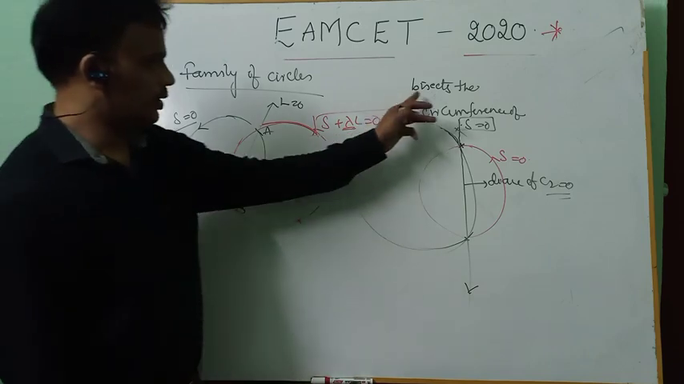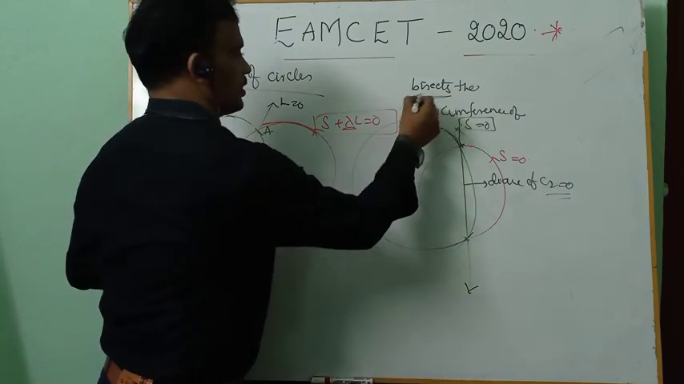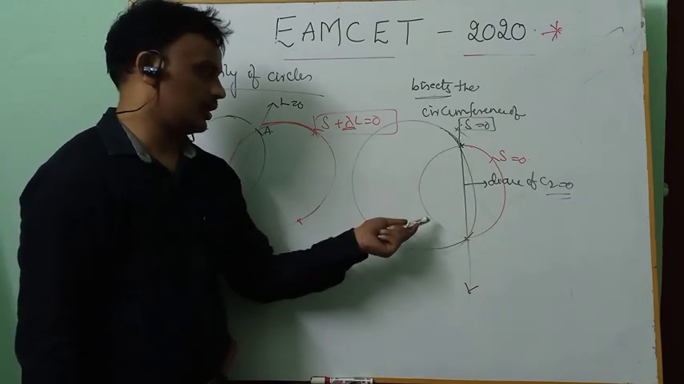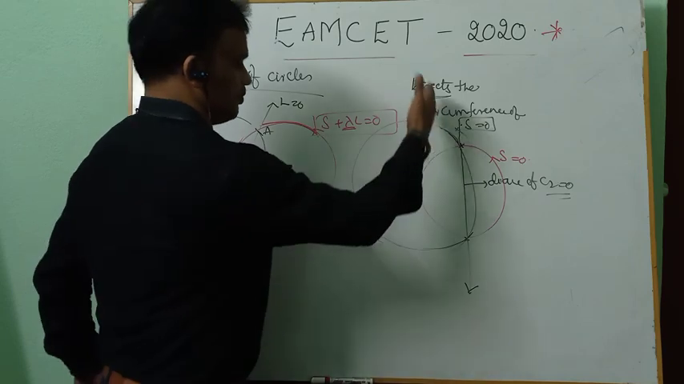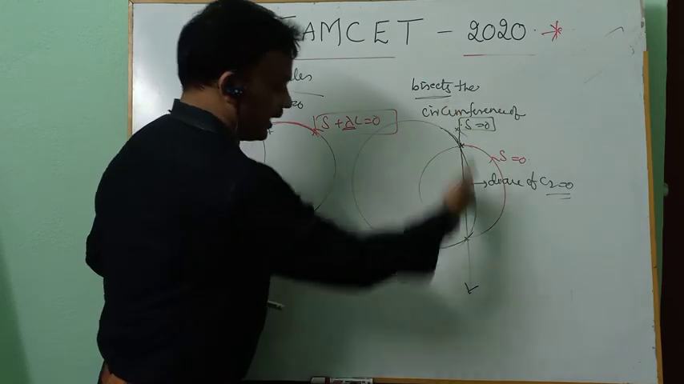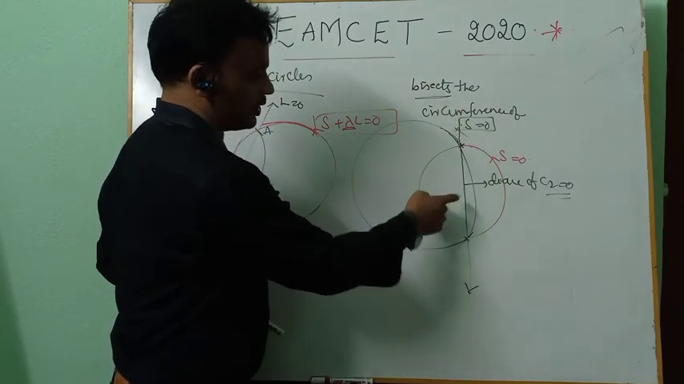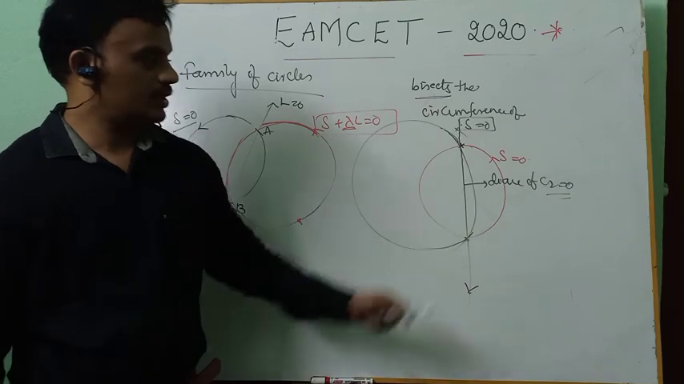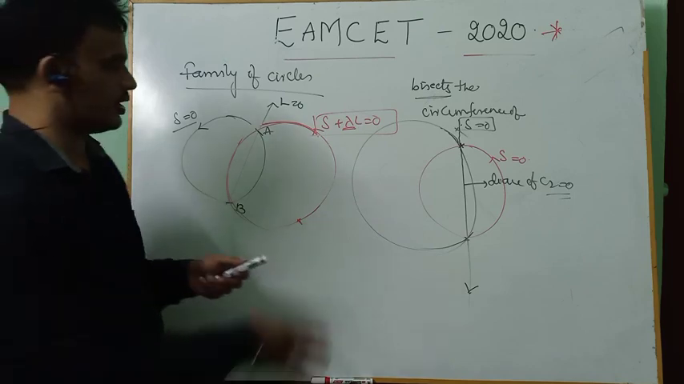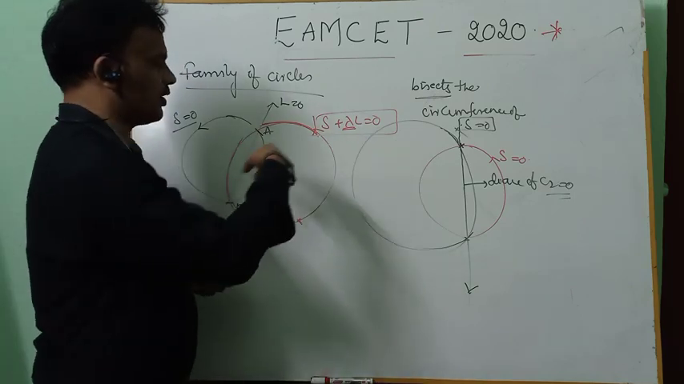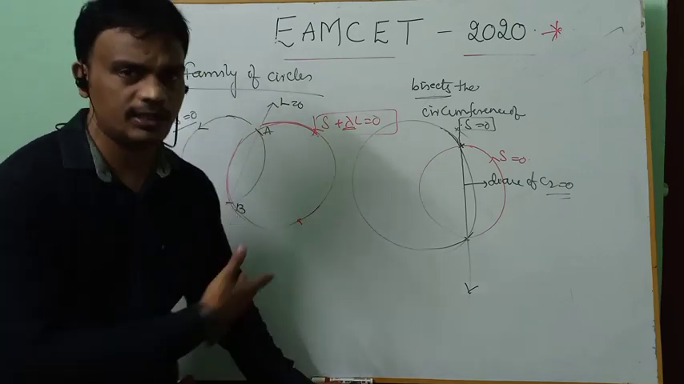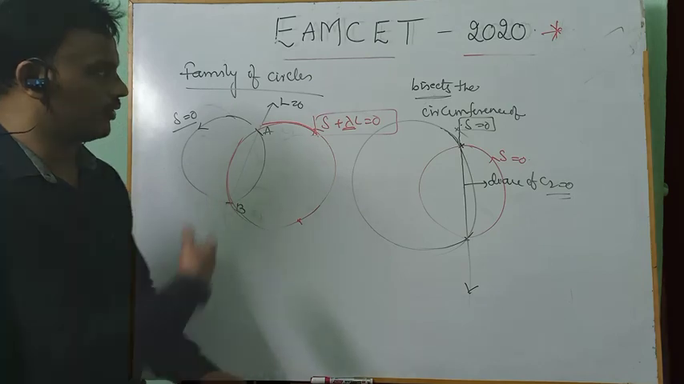So the required circle, which bisects the circumference of the given circle S equals 0, is passing through the common points. In that case, the radical axis, I mean the common chord, becomes the diameter of the second circle S equals 0. Please make a note and focus on that. Please practice this type of model, a family of circles, S plus lambda L equals 0. Very important thing.